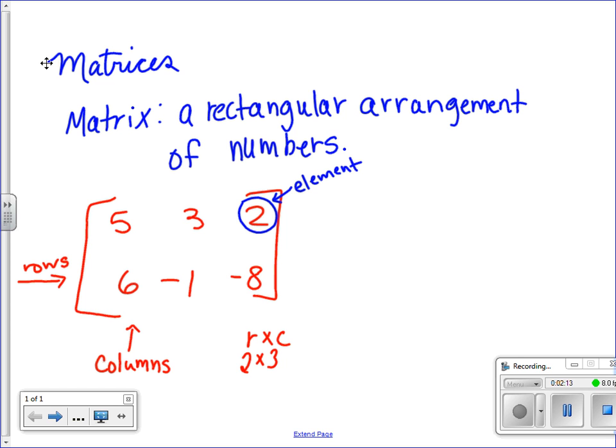Rows go like in the theater, the rows go this way. And the columns stand up and down like columns in front of a big fancy mansion. So rows and columns. You name a matrix with a capital letter. Like this could be matrix A. From then on, when I say matrix A, you're going to know I'm talking about this 2 by 3 matrix. And we name them with capital letters.